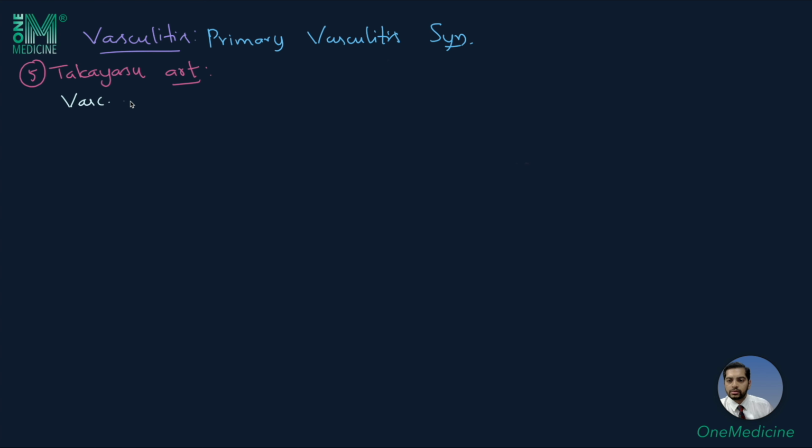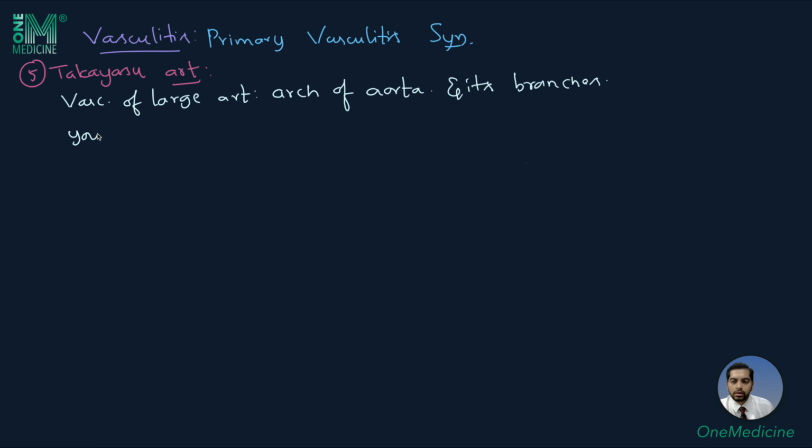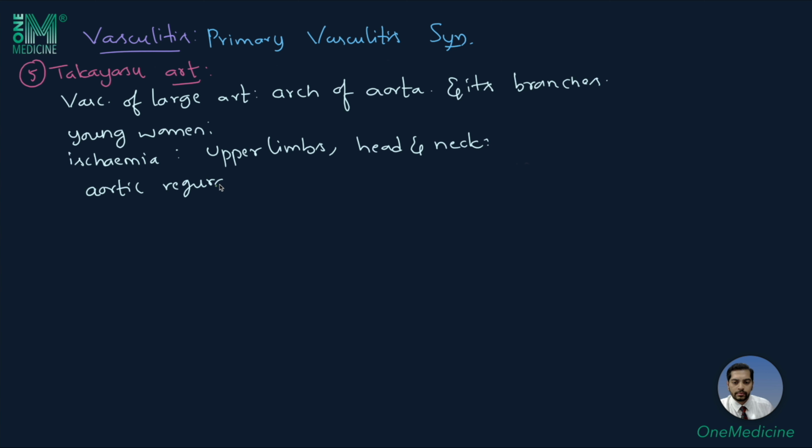The next important vasculitis is Takayasu arteritis. This also is a vasculitis of large arteries with particular predisposition towards the arch of aorta and its branches. This disease usually presents in young women with symptoms of ischemia in upper limbs, head and neck. Patients with aortic root involvement can present with aortic regurgitation.